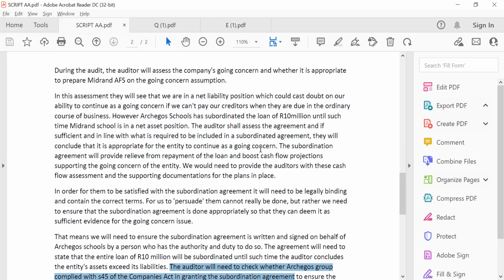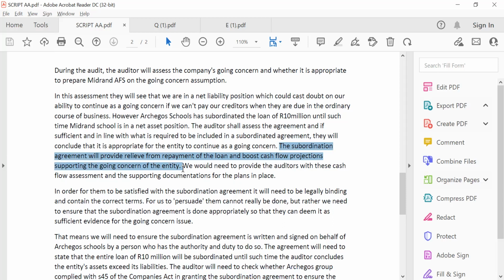Then if we look at the next sentence that the candidate has provided, the candidate says the subordination agreement will provide relief from repayment of the loan and boost cash flow projections supporting the going concern of the entity. So again, you can see that the candidate understands the impact of the subordination agreement on the cash flow and going concern status of the entity. Okay, you use the cash flow projections to support going concern.